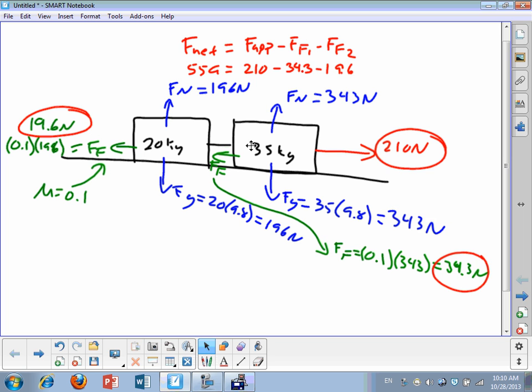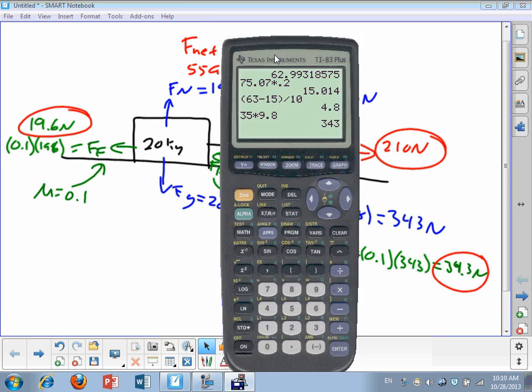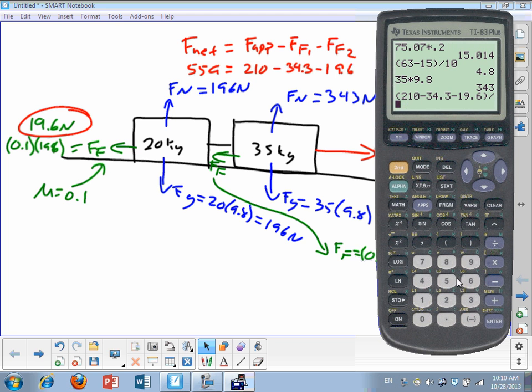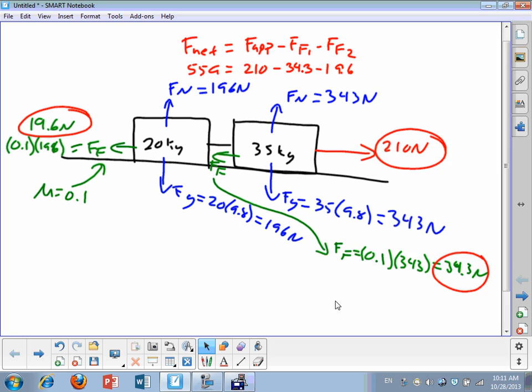To find the acceleration of the whole object, it is going to be the force applied minus the force friction minus the other force friction, divided by the mass of both objects together, since they are connected, which is 2.84 meters per second squared.